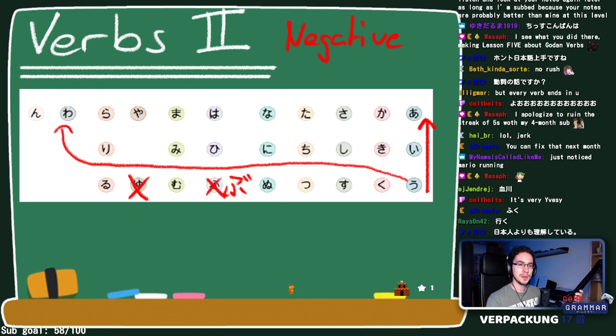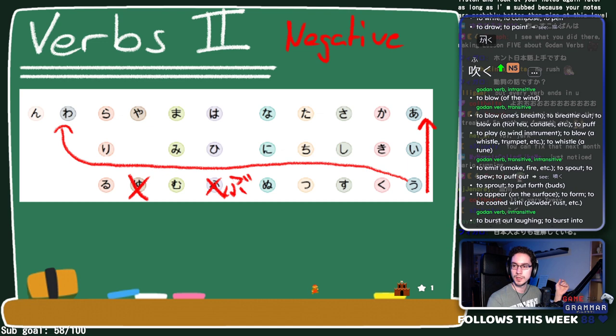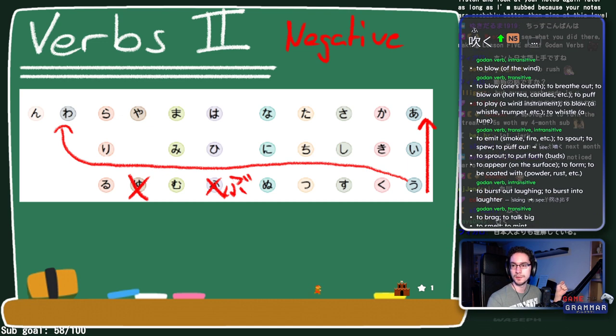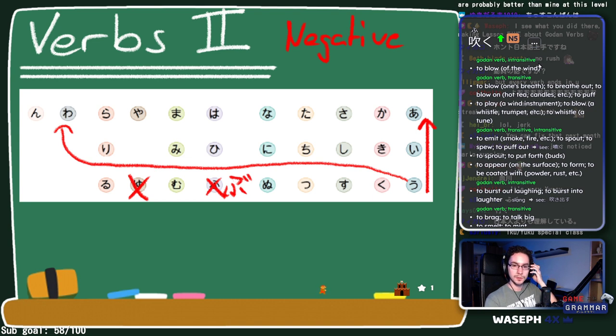Oh, maybe iku is categorized slightly differently. That could be because of its past tense. That could be, so we'll get to that. Let's do fuku instead. There are different verbs that are fuku, but we can go with this one, which means to blow, for the wind to blow, right? Fuku. Okay. Iku and yuku are a special class.